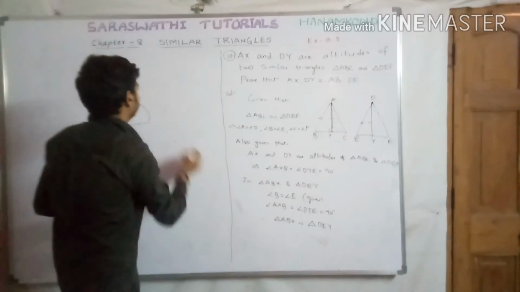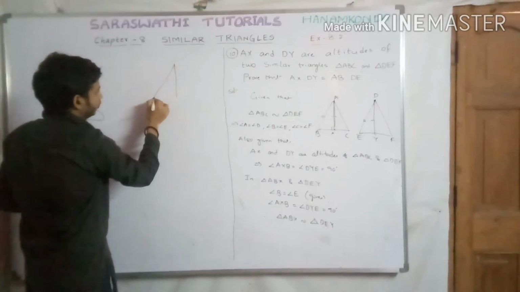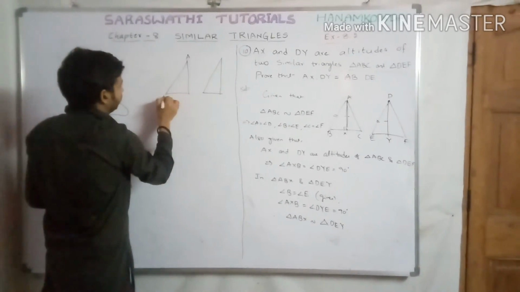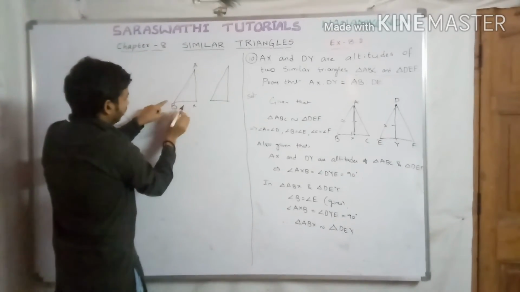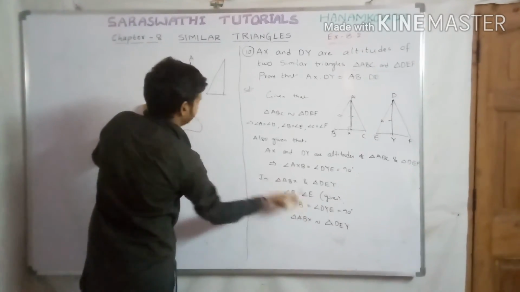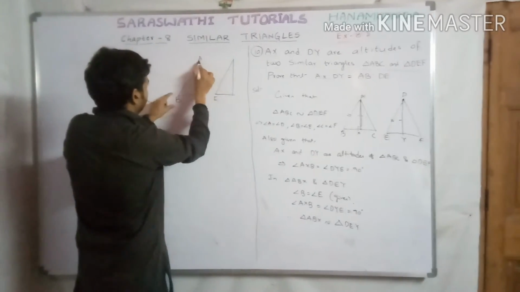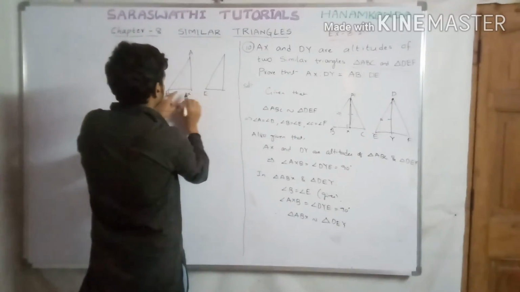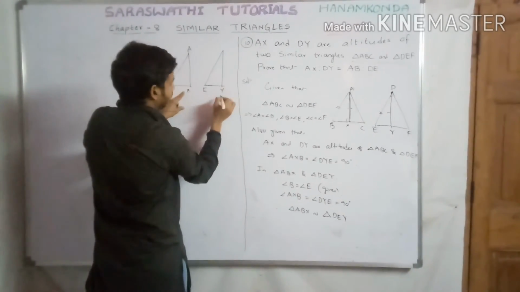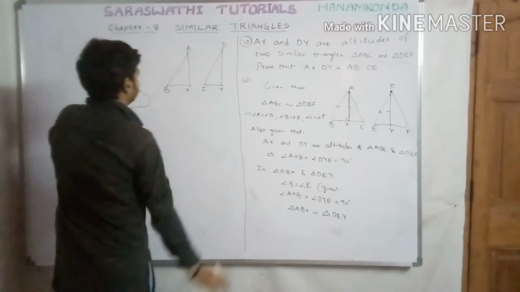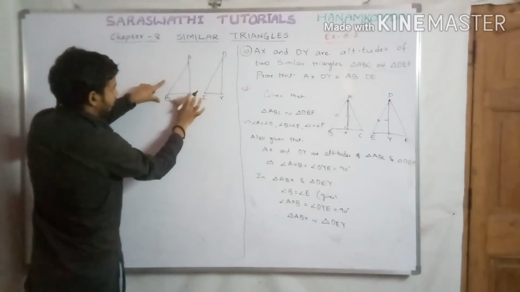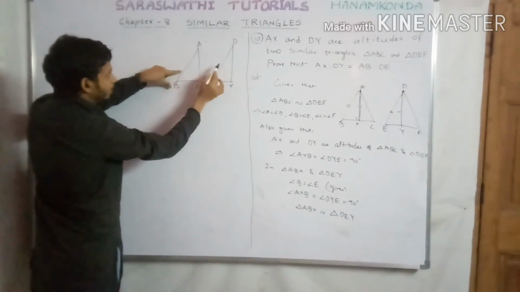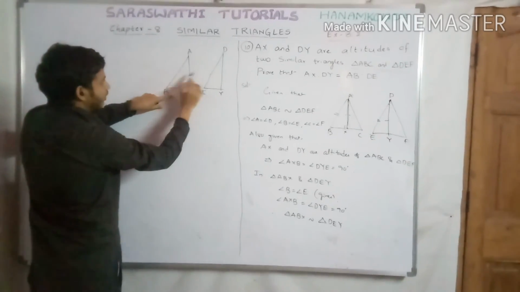Now draw the two triangles. First triangle is ABX. The angle corresponding to angle B is angle E. And AXB equal to DYE equal to 90, that means the corresponding angle to angle X is angle Y, so here DEY. Since these two triangles are similar, the ratio of their corresponding sides are always equal. That means AB by DE equal to BX by EY equal to AX by DY.